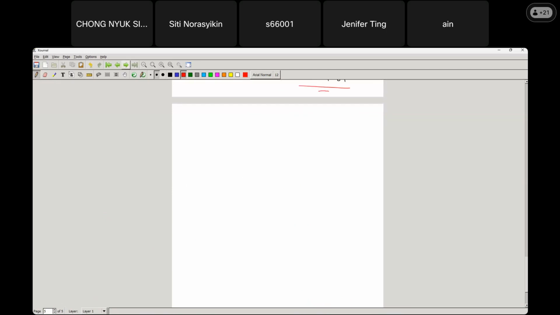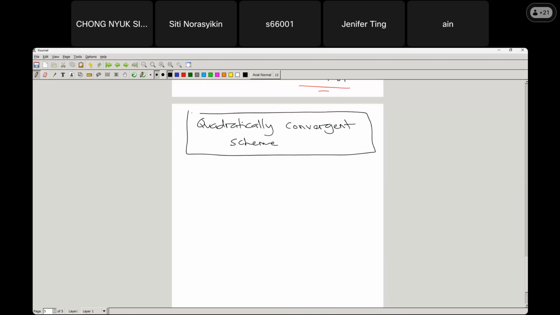So let me write it down a little bit to prompt you. The next one we want to see is a quadratically convergent scheme. So how do we get this one? Always remember we have the Pn tilde minus the sequence. This is a sequence of Pn tilde minus the convergent point, P tilde. Given in the question, the sequence Pn tilde converges to 0. So that means your P tilde is 0.